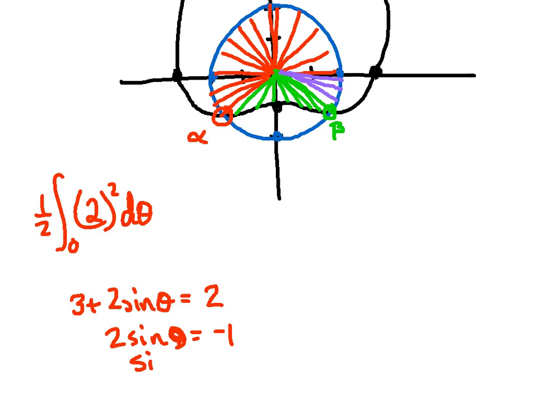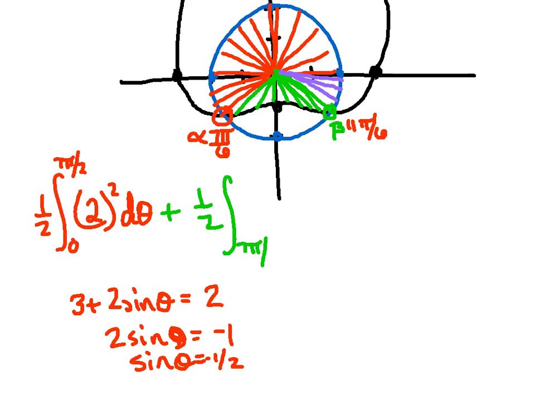And then when does the sine of theta equal -1/2? Well, reference angle's pi over 6, so that needs to be 7 pi over 6 right there. And then beta is going to be 11 pi over 6. So the first integral is going to go from 0 to 7 pi over 6. Let's switch colors. Let's go to green. The green area is 1/2 integral from 7 pi over 6 to 11 pi over 6 of 3 plus 2 sine of theta squared.